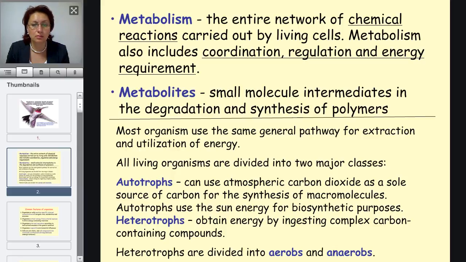All living organisms are divided into two major classes, autotrophs and heterotrophs. Autotrophs can use atmospheric carbon dioxide as the sole source of carbon for the synthesis of macromolecules. Autotrophs use the sun's energy for biosynthetic purposes. Heterotrophs obtain energy by ingesting complex carbon-containing compounds. Heterotrophs are divided into aerobes and anaerobes.